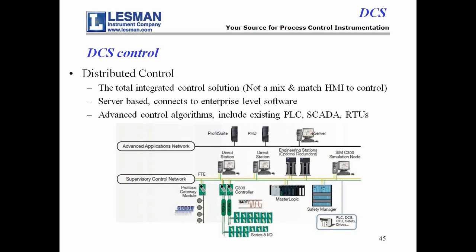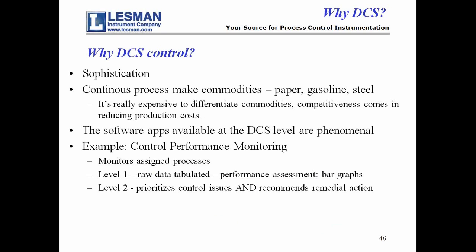Why DCS control? Well, basically, it's sophistication because where they're typically used, which is in continuous process operations, the continuous process stuff makes commodities, paper, gasoline, steel, where it can be very expensive to try to differentiate between the commodities. Like when I go to buy gasoline, I'm just looking for regular at the lowest price. I don't believe that Shell's any better than Mobil. Okay? So in that field, the competitiveness comes from being able to reduce your production costs, and that's where DCS really shines because it gives you so much information.